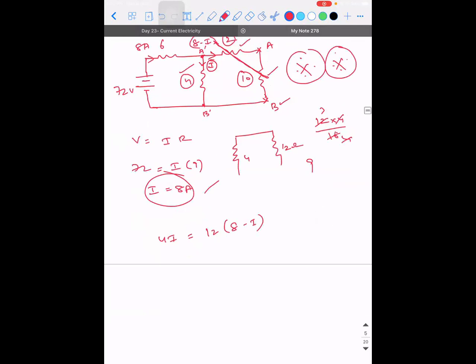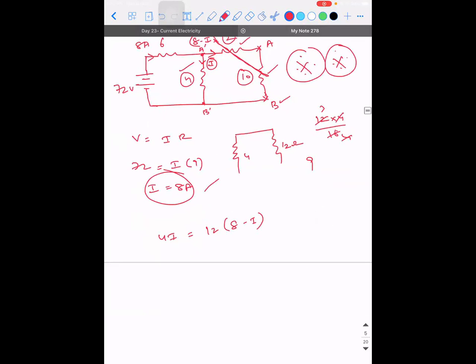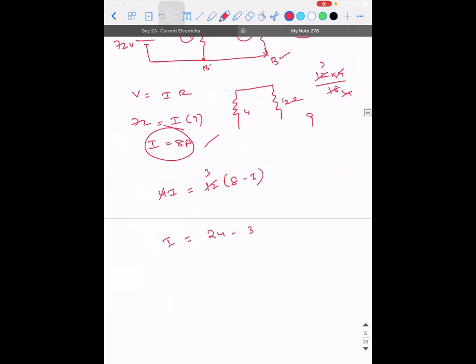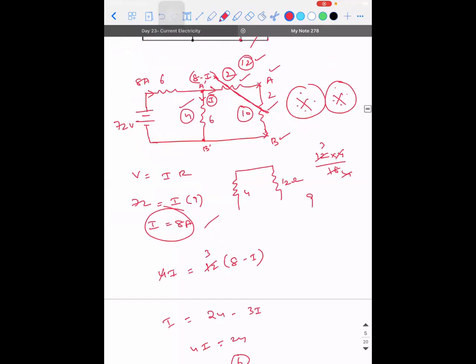Does it make sense? So 4I is equal to 96 minus 12I, so 16I is 96, and I is 6. So if 6 goes here, how much will go here? 2 will go. So what will be the potential difference across AB? Is it not 20?